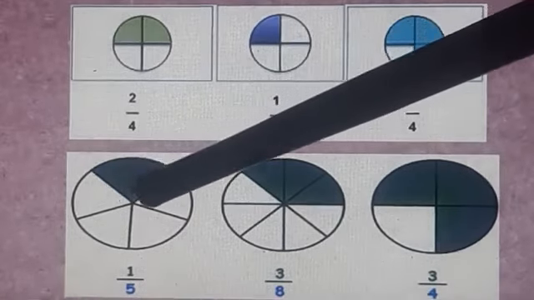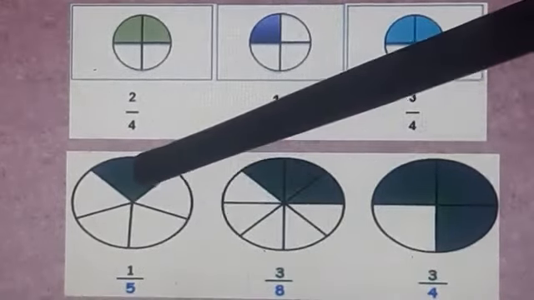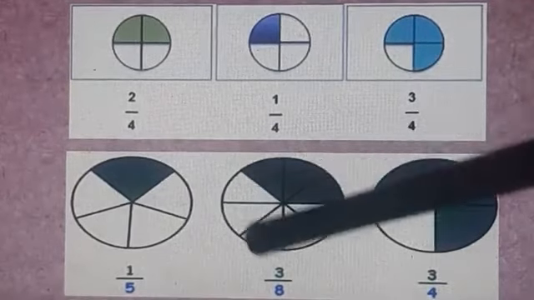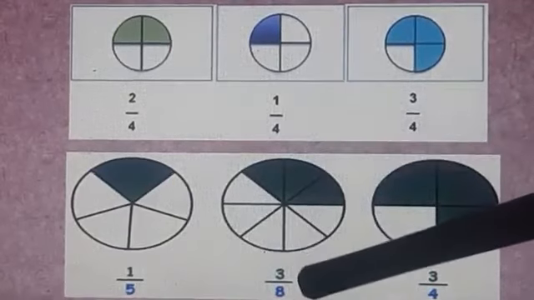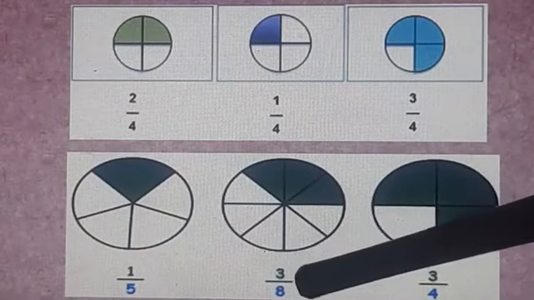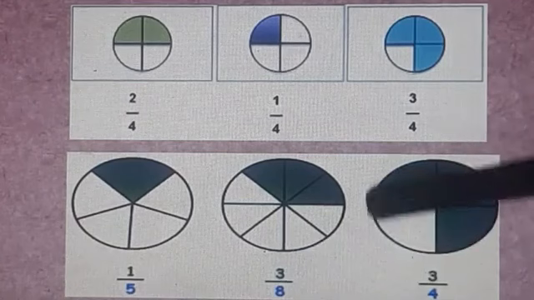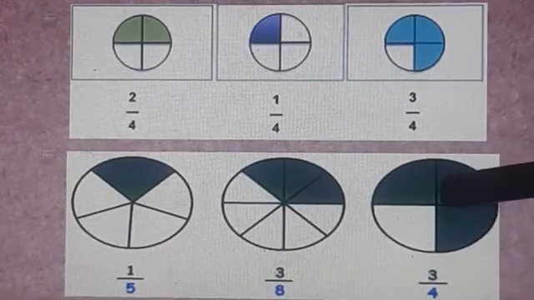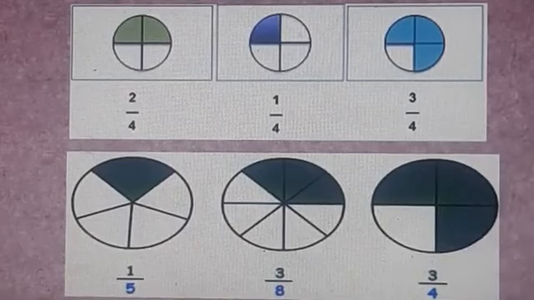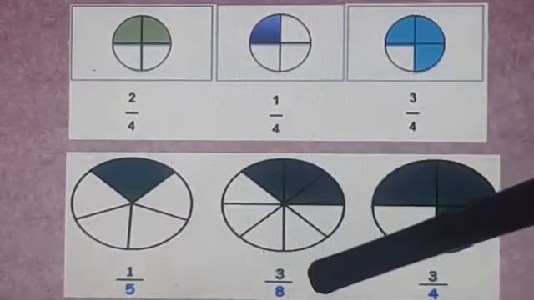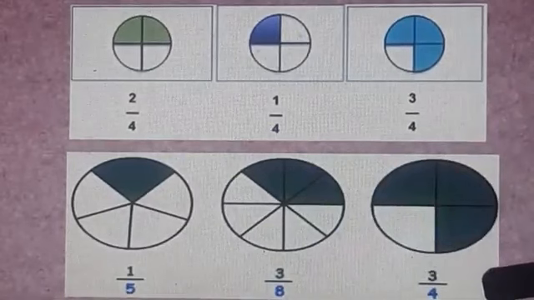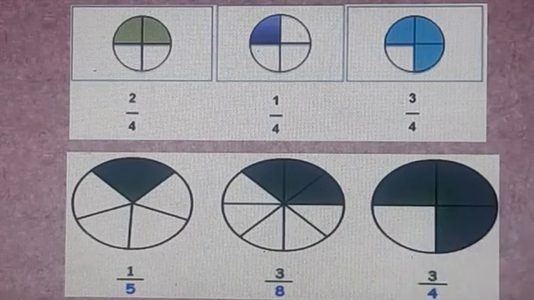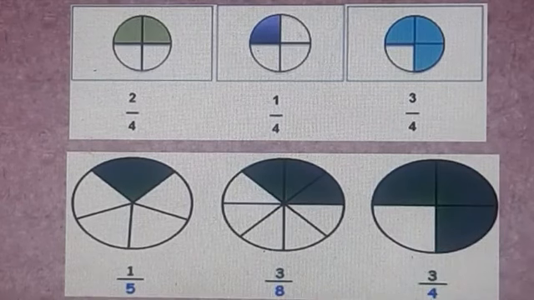Okay. Now see the second example. Now here the circle is divided into 5 equal parts. One part is shaded. So fraction is 1 upon 5. Now the same circle is divided into 8 equal parts. And 3 parts are shaded. So fraction is 3 upon 8. And now the circle is divided into 4 equal parts. 3 parts are shaded. So the fraction is 3 upon 4. Now what we have observed? 1 upon 5, 3 upon 8, 3 upon 4. These are unlike fractions having different denominators. Understood?